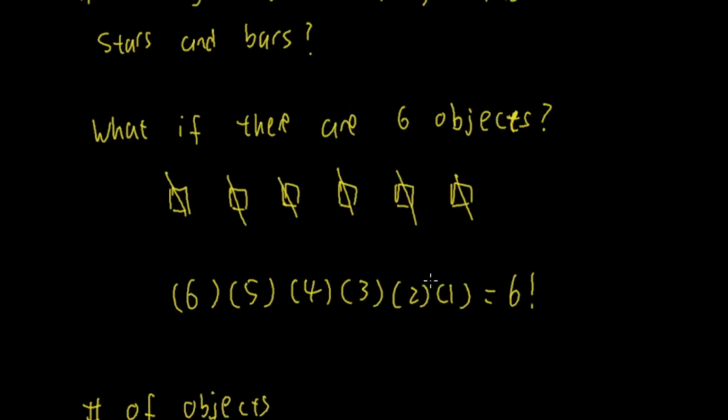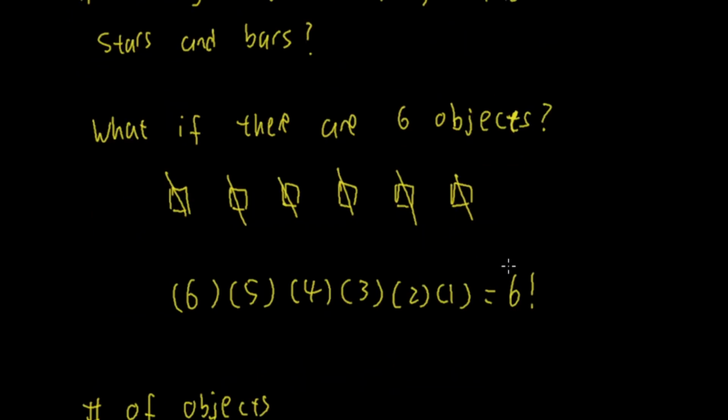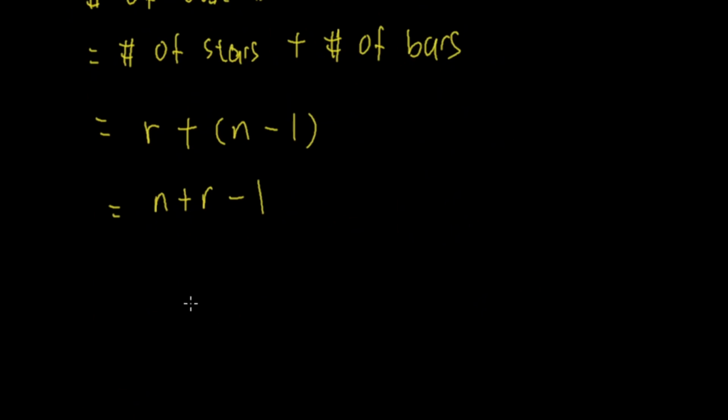If there's 6 objects here, there are 6 factorial ways of arranging these objects. So if there are n plus r minus 1 objects here, how many ways can you arrange these objects? It should be n plus r minus 1 factorial ways to arrange these objects, right? Okay, but we are not done yet.